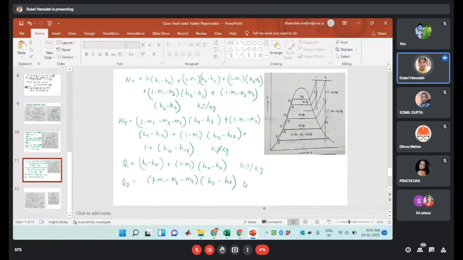So then you can find out the thermal efficiency, the net work output, and the steam rate. You have the formulas, so you can find out all these values: thermal efficiency, net work output, steam rate. Okay, so this is all about your reheat and regenerative cycle. In this case, we are using open heaters. So let me discuss the types of heaters used in the regenerative cycle.